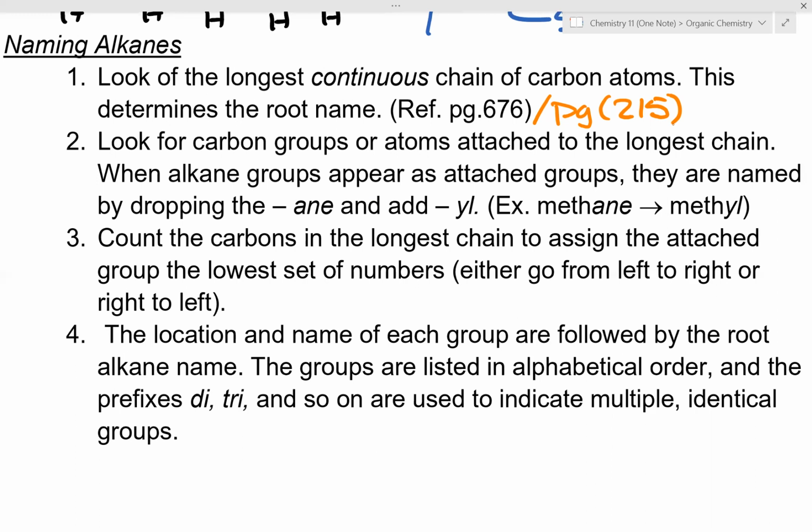Now, look for carbon groups attached to the longest chain. When alkane groups appear as attached groups, they are named by dropping the ane and adding yl. Count the carbons in the longest chain to assign the attached group the lowest set of numbers, and the location and the name of each group are followed by the root alkane name. The groups are listed in alphabetical order, and the prefixes di, tri, and so on are used to list them.